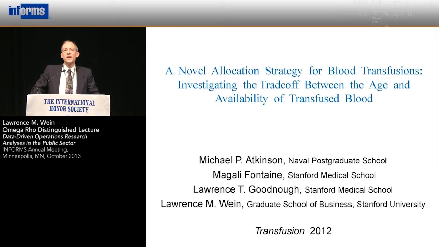Okay, so let's jump in. First problem, blood transfusions. This paper appeared in the flagship journal of that field, which is called Transfusion, last year, joint with Mike Atkinson, who's a former Stanford PhD student, and also 2 Stanford Medical School faculty.